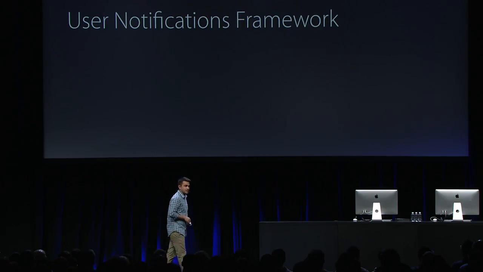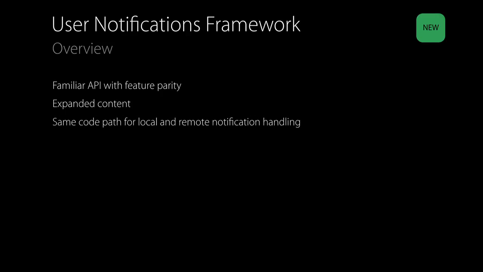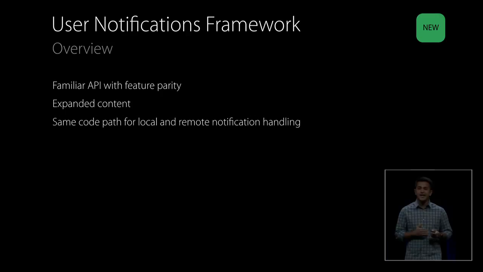So today, we're really excited to announce a brand new framework for doing user notifications. Let's take a look at what this new framework includes. To start out, it has a very familiar API with feature parity with what exists today. So transferring your code from the existing API to the new framework will be very easy. We've also expanded the content options that you can set on the notifications for having richer notifications sent to the user. We've combined the code path for local and remote notification handling so that you have less code for handling the notifications.